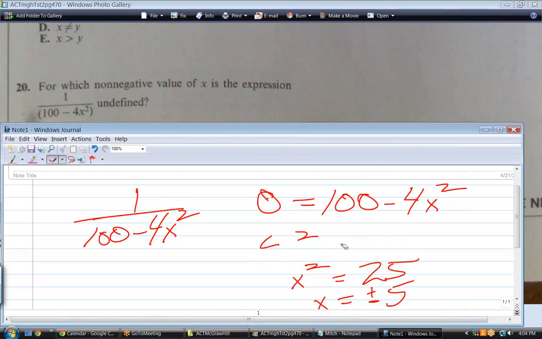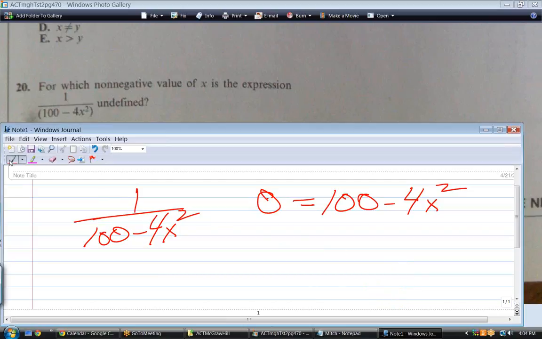Okay? Now, let me just bring one other thing up here. Notice also what we're looking at here. And this is a good thing to notice. And people that notice this are going to get it faster. That's the difference of perfect squares, is it not? Yeah. So what does that factor into? Square root of that is 10, minus the square root of that, which is 2x, times what?